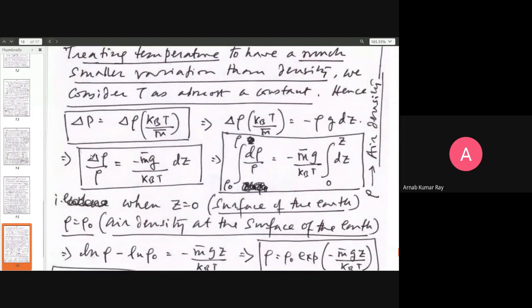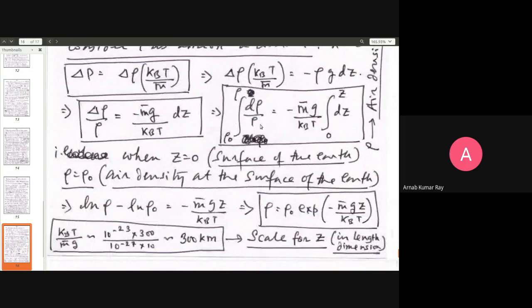You can see immediately that delta rho by rho, density by density, on the left hand side is dimensionless. So on the right hand side, with variable z here, it immediately means that k_B T by m bar g will have the dimension of length. We shall see about that.